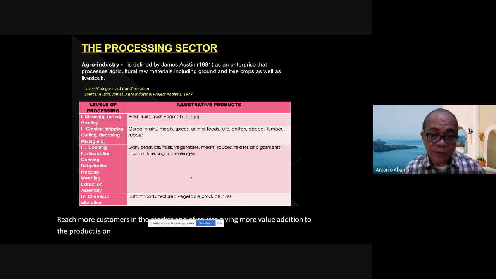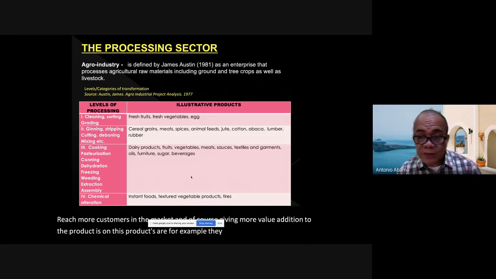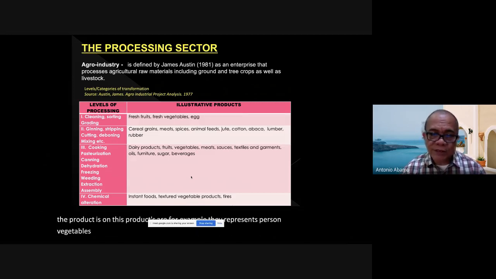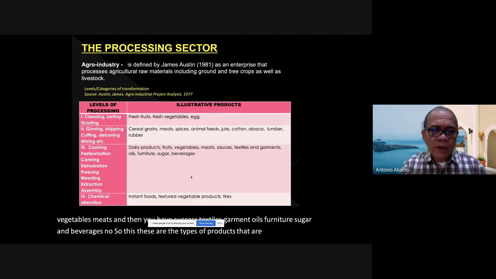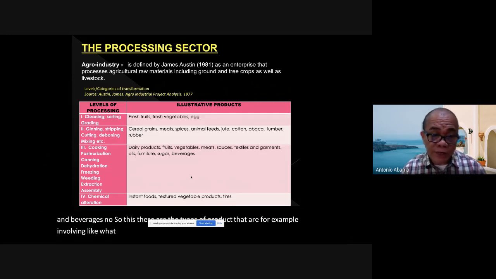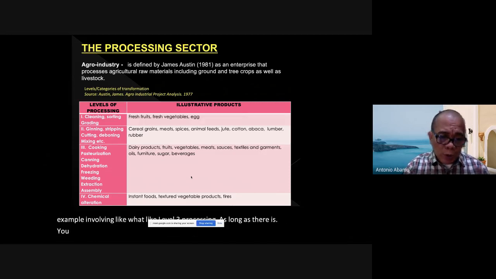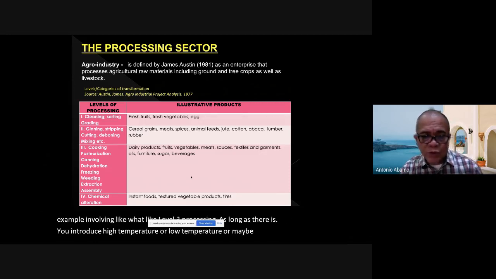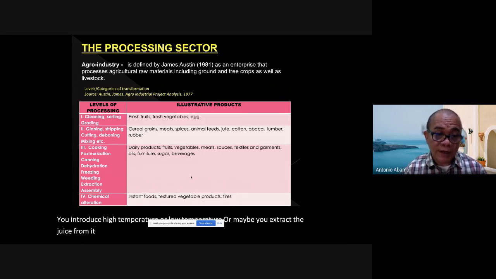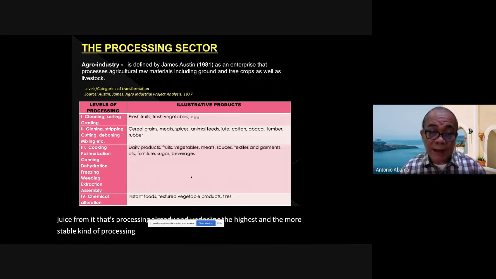These products are, for example, dairy products, frozen vegetables, meats, and then you have sauces, textiles, garments, oils, furniture, sugar, and beverages, no? So these are the types of product that are, for example, involving level three processing. As long as you introduce high temperature or low temperature, or maybe you extract the juice from it, that's processing already.